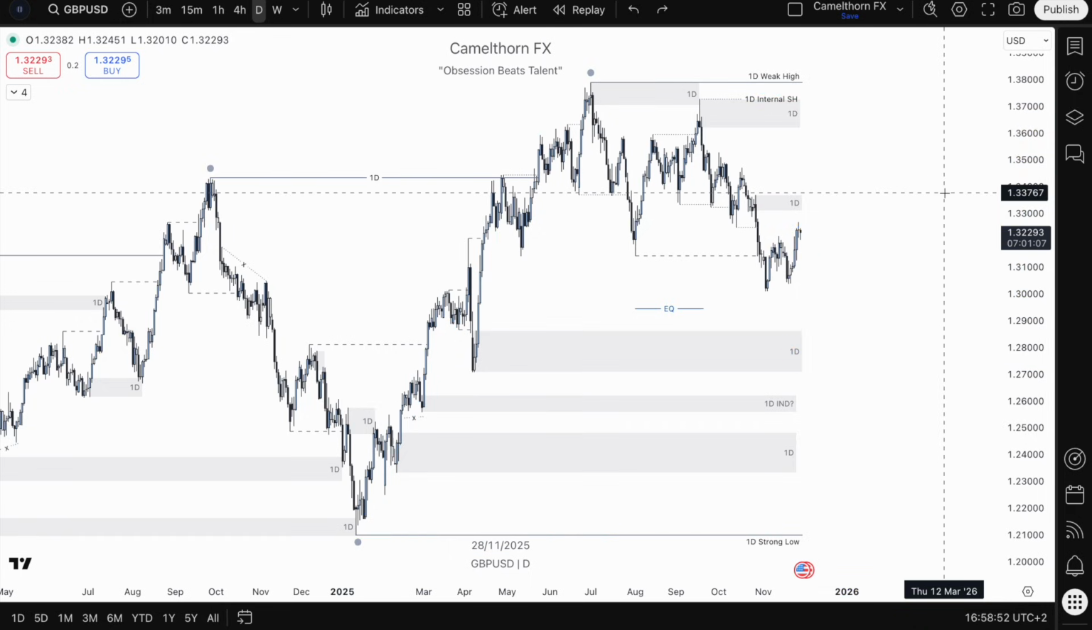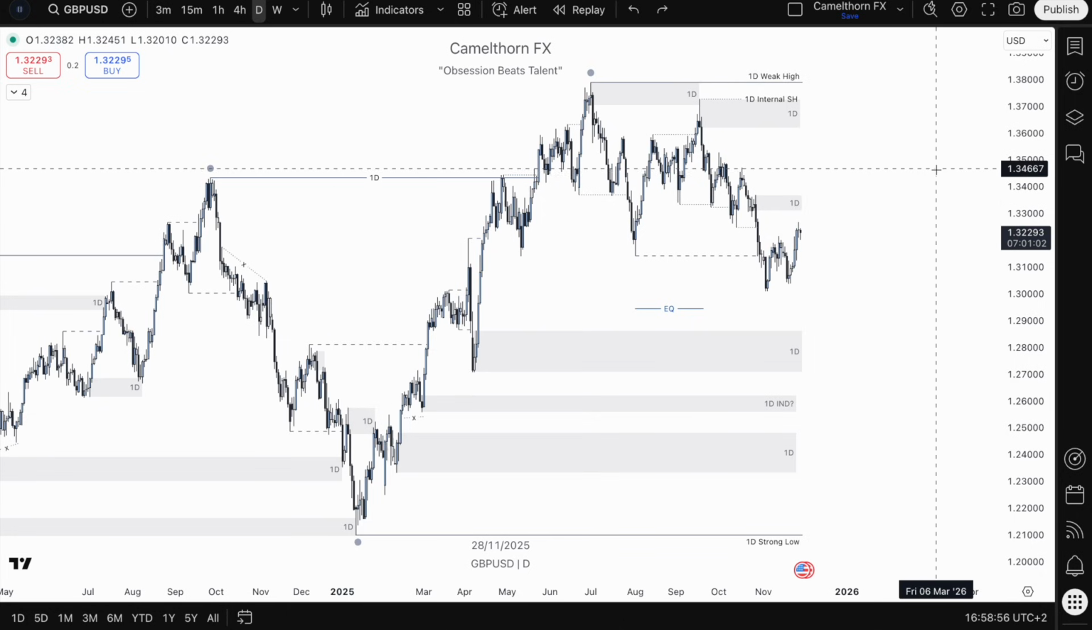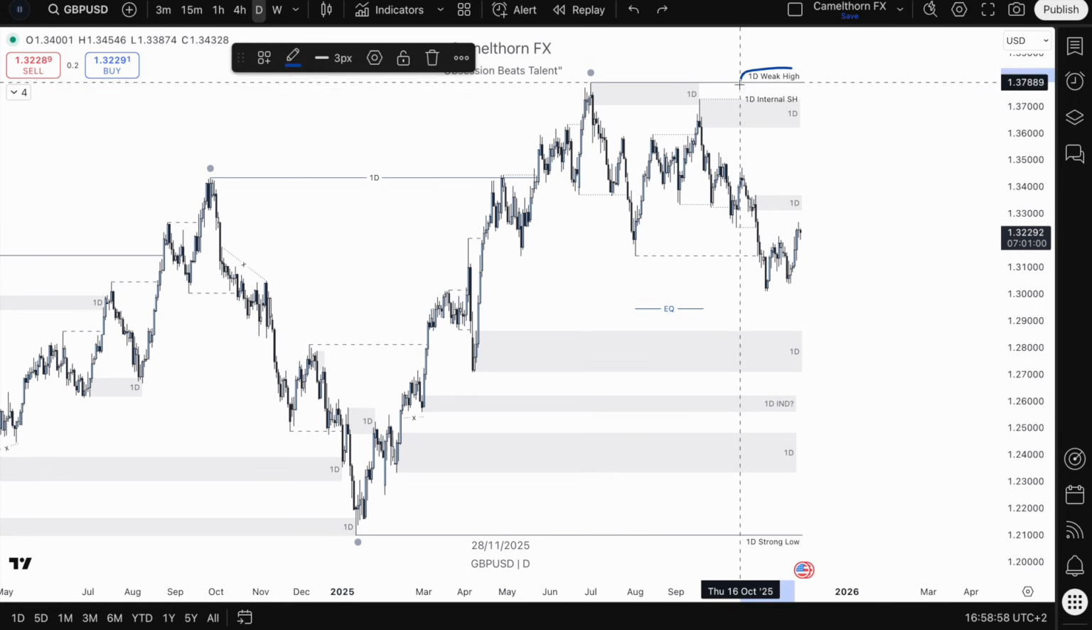So just a very quick recap for you guys here. My daily time frame is bullish, and the overall objective is a violation of this daily weak high.